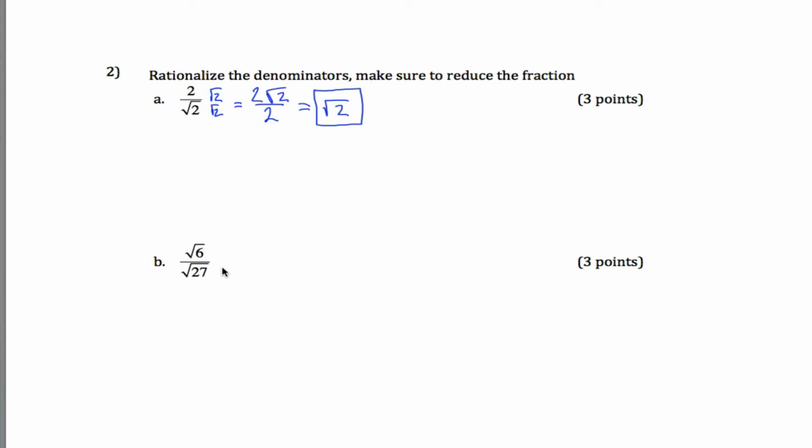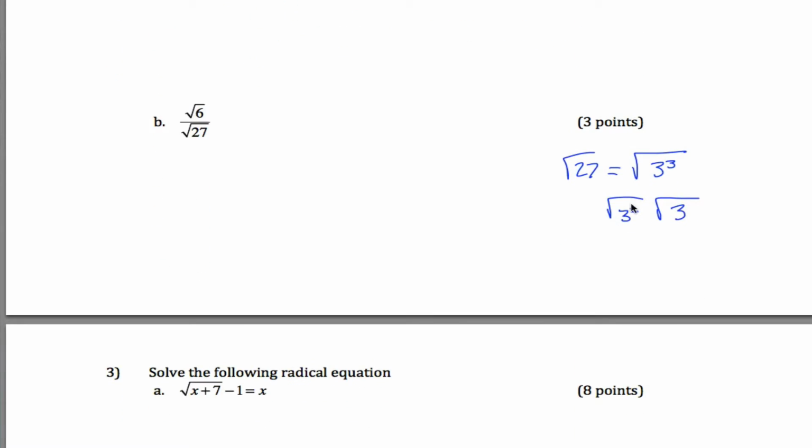What about the next one? Well, you could do the exact same thing we did here. You could multiply the top and the bottom by the square root of 27. Or you could say that 27 is 3 to the 3rd power, so it's the square root of 3 cubed. If I do my good radical, bad radical trick, I could put 2 of those 3's over here and have one of them over here. And the square root of 3 squared is just 3. In other words, this is just the square root of 6 divided by 3 times the square root of 3.